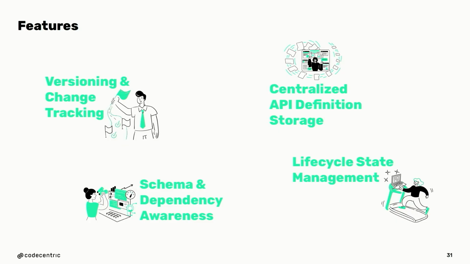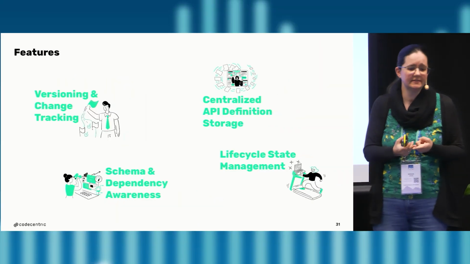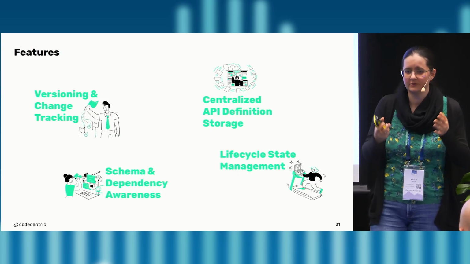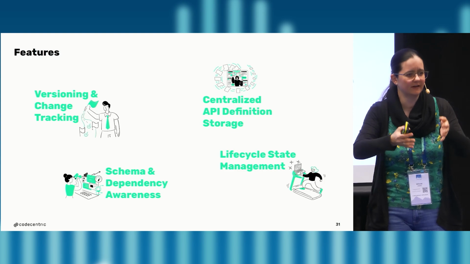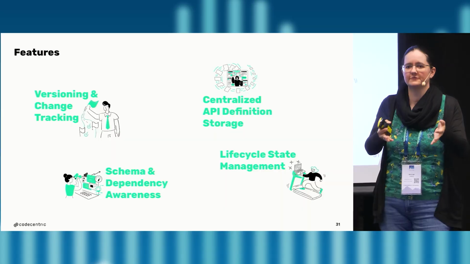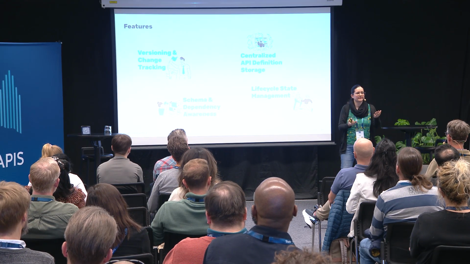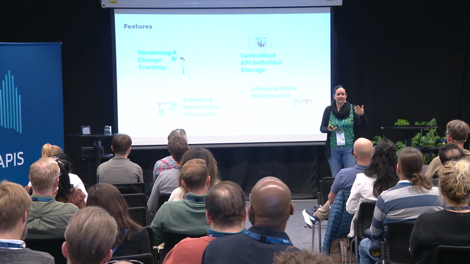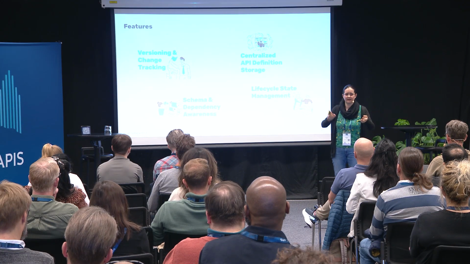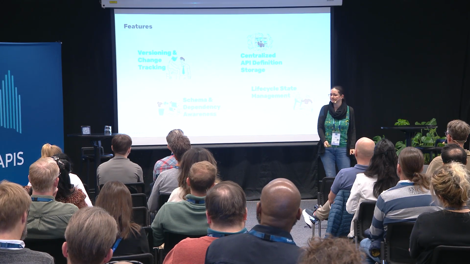So really I can see what happened with the API. Schema and dependency awareness. It would usually be the centralized API definition storage. So there I have really all the things regarding the API, the OpenAPI files or whatever files, right? The one single source of truth, let's say, and lifecycle state management. So that I exactly know, is this API already in production or not? Where is it in the lifecycle? Will it be deprecated? Everything that you need to actually present it to your consumers later on.